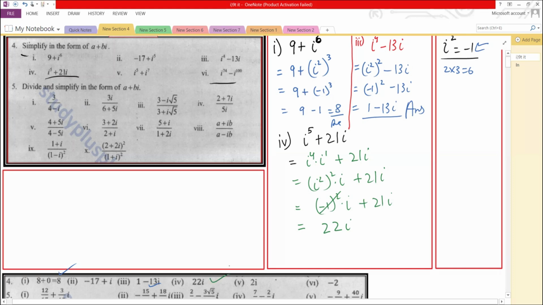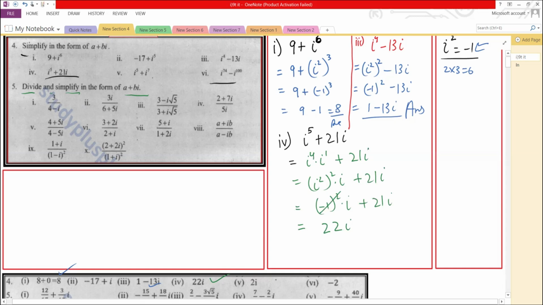So I hope these questions are clear to you. Try to solve the remaining parts. If you feel any difficulty, comment, and I will solve the remaining parts. Now let's move to question number 5. What is the question? Divide and simplify in the form of a plus b iota.